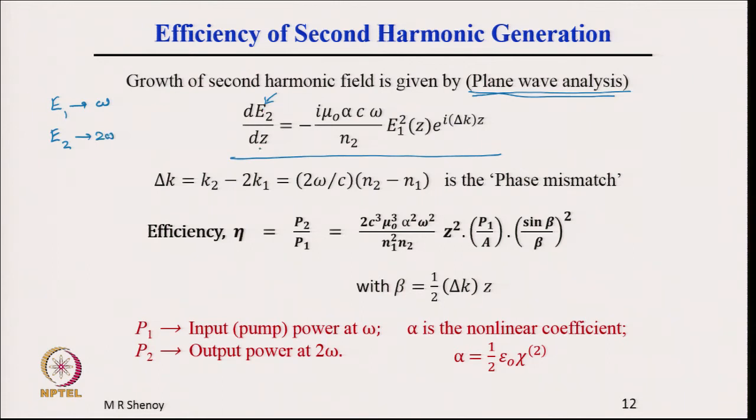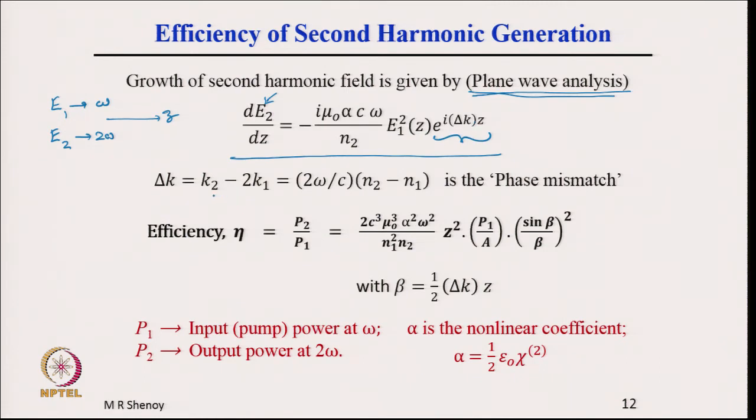Now, dE2 by dz, they are both propagating in the z direction. The evolution of the amplitude of the electric field E2, where E1 is the pump which is generating E2. The rate of change of E2 with z, that is the propagation distance, is given by a differential equation of this form. It is a simplified differential equation where delta k, note that it has an oscillatory term e to the power i delta k z.